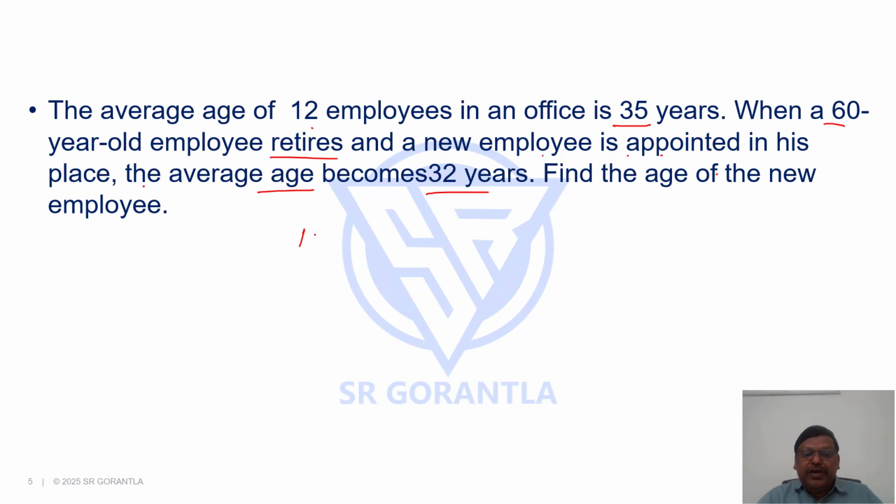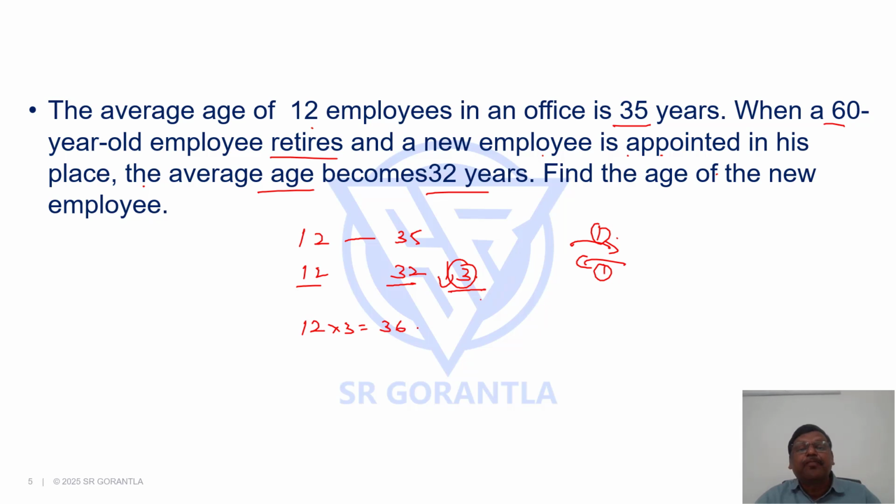Simple. 12 employees, the original average is 35. The 60-year-old person is retiring and a new person has joined. Now we have the same 12 people. One person left and one person joined. Now the average is 32, so you can see there is a shortfall of 3 in the average. If the average is falling by 3, the total will fall by 12 into 3, 36.